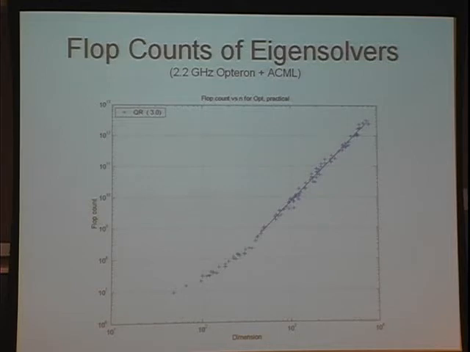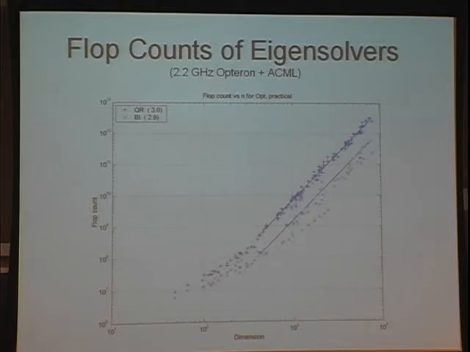Let me add bisection and inverse iteration. This is another old algorithm that's been in there for a while. I again draw a bunch of points, put a straight line through it. Its slope is 2.9.